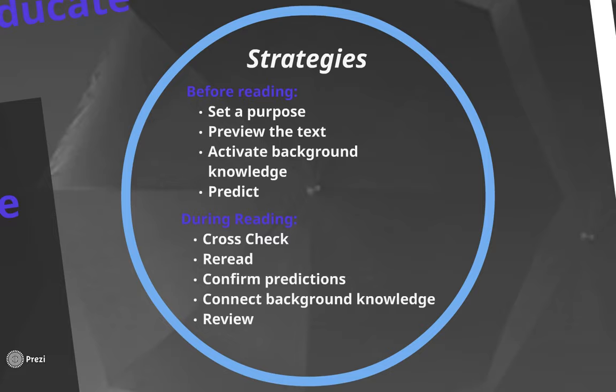Confirm predictions. Is there anything in there that you already knew, that you can connect your background knowledge to, that you can identify as being an important element in the text? Were your predictions of how useful or unuseful this was to you? What can you include in your notes to help remember or to help identify the important elements of the text?